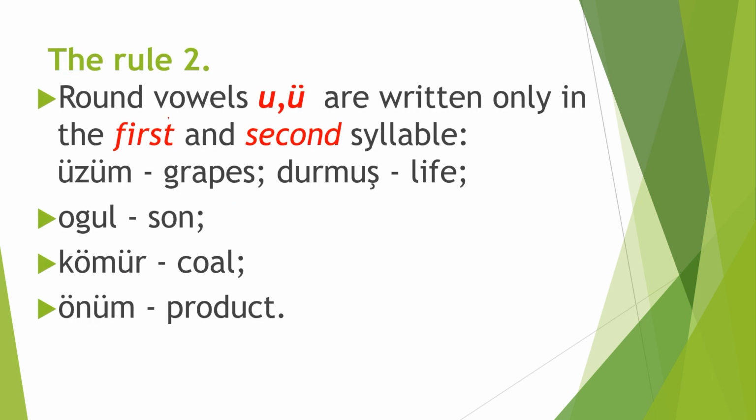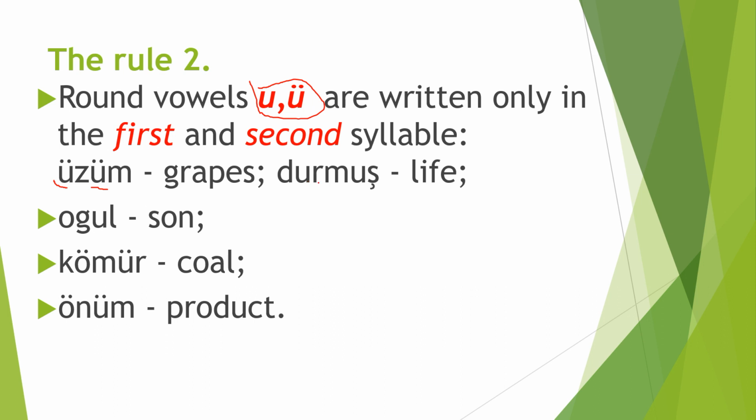Okay, the rule number 2. This is the rule about U and Ü. U and Ü we can write in the first and the second syllable. In the first and the second. Üzüm, üzüm. You see the first and the second syllables. Grape actually, not grapes. Yeah, actually, it depends on the context. We can also say grapes.